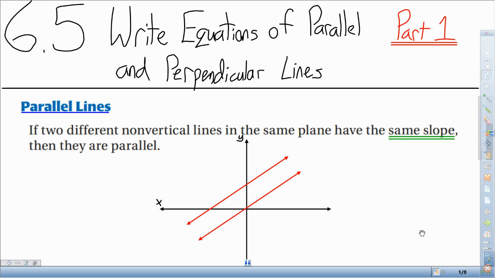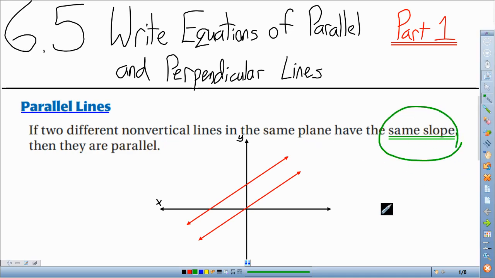Okay, so first things first, what are parallel lines? I'm sure you've seen this before, but here's the technical definition. It says if two different non-vertical lines in the same plane have the same slope, then they are parallel. So that's really the big thing right there. Two lines that have the same slope are considered parallel.